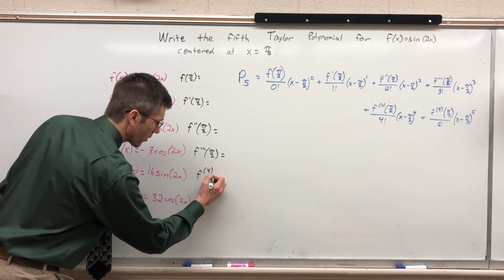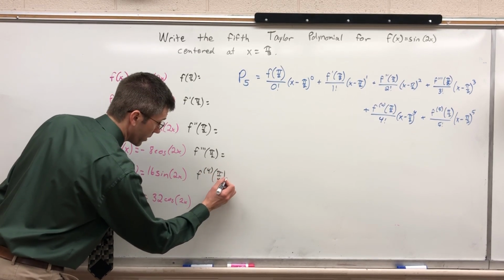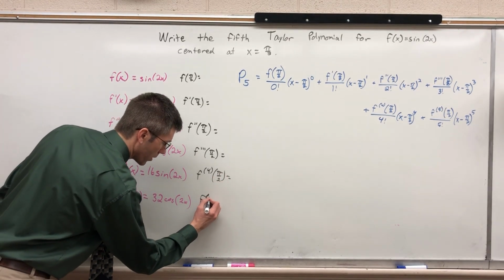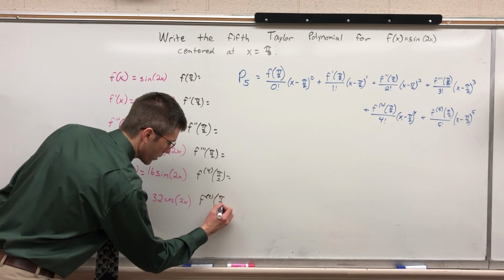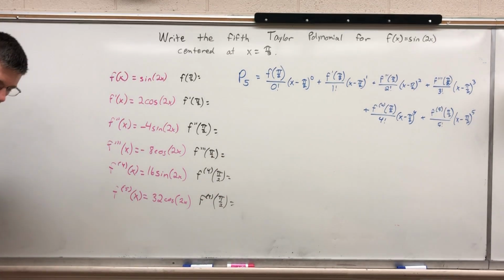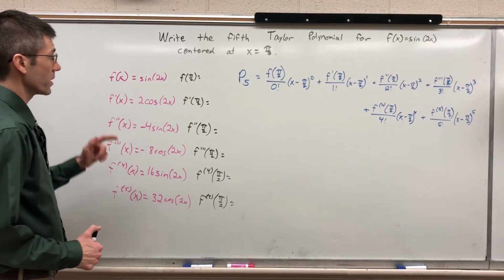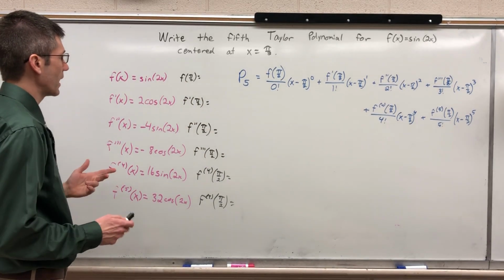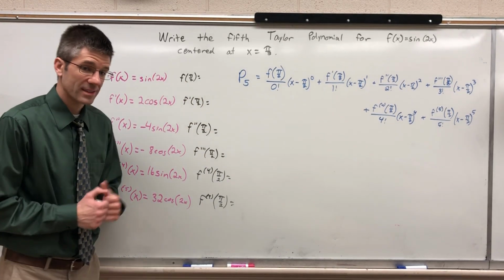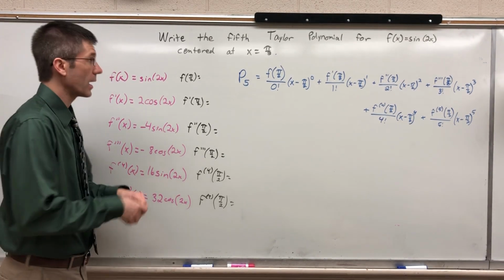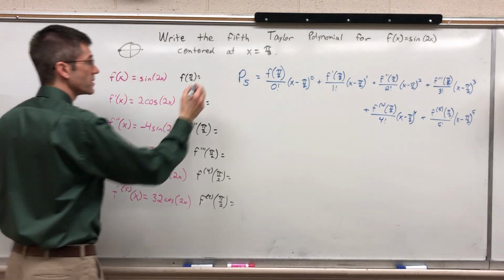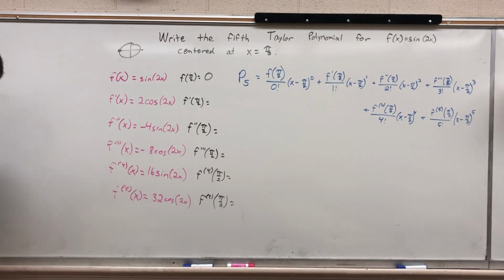2 f4, the fourth derivative of pi over 2. Okay, well, here goes. When we plug in pi over 2 here, we have 2 times pi over 2, which is pi. Sine of pi, well, sine is the y value, and the y value at pi is 0. So this is 0. All right, cool, lucky us.